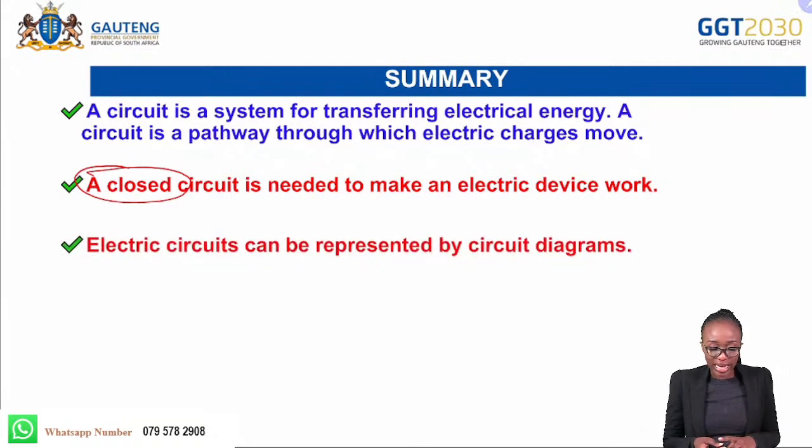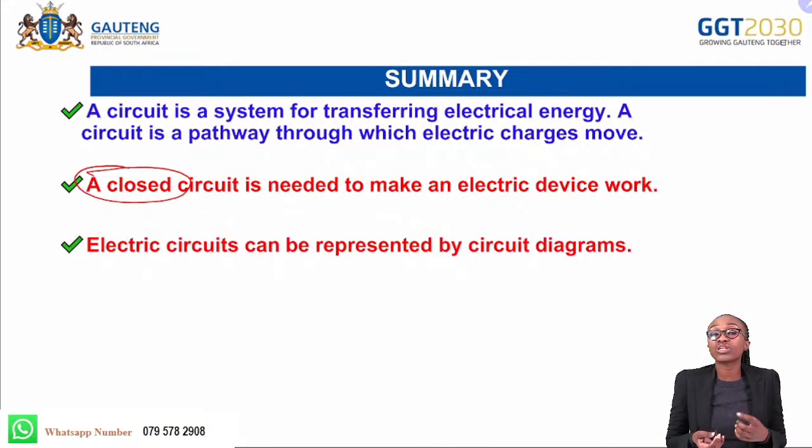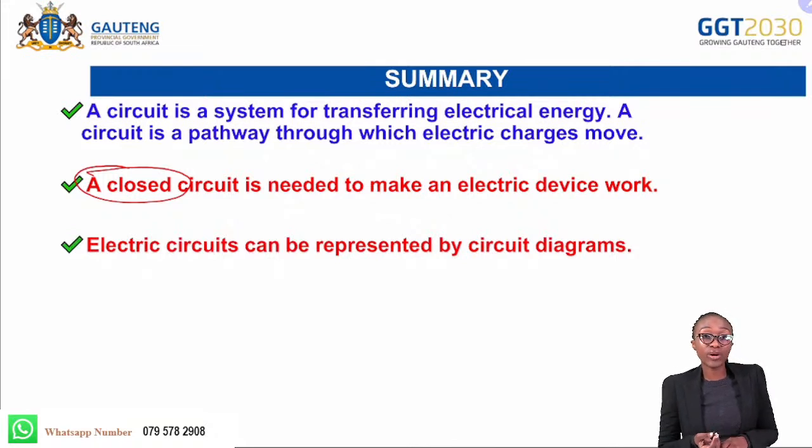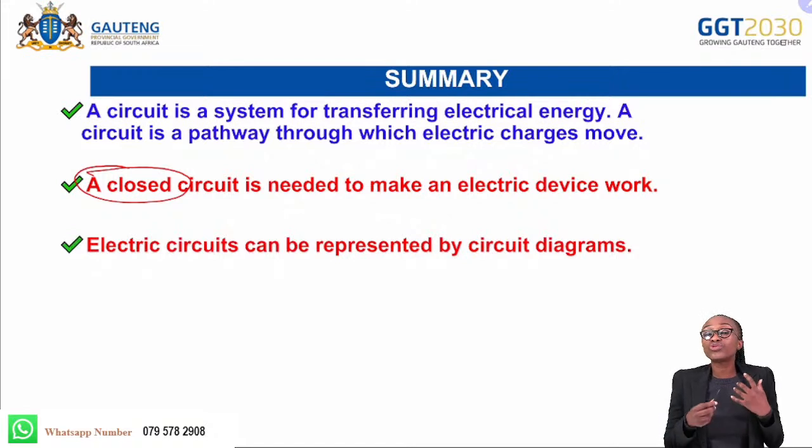We also learned that electrical circuits can be represented by circuit diagrams. I've been showing you circuit diagrams throughout the lesson. When we were doing our practical experiment, after we connected the components of the circuit, I showed you a diagram. That is how we represent a simple circuit. So that is a circuit diagram. There you are supposed to know which symbol represents a battery, which symbol represents conducting wires, and which symbol represents the bulb. We will also do more of that in our lesson next week.